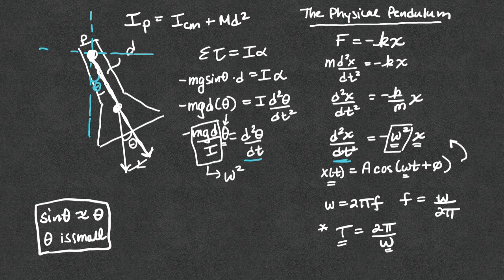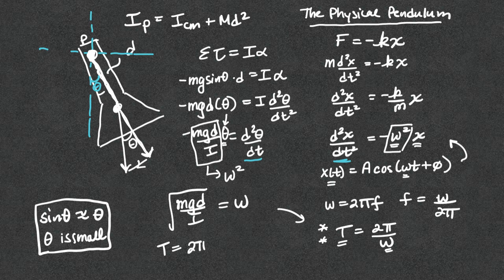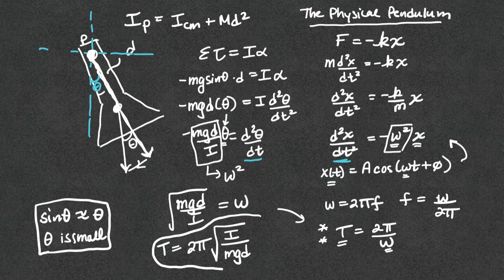So we get that the square root of mgd over I is equal to omega. And then using this relationship down here, we can say that period, which is 2 pi over omega, equals 2 pi times the square root of I over mgd. This is the result that you are going to use in your little activity.